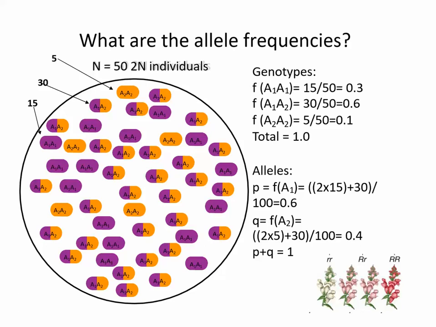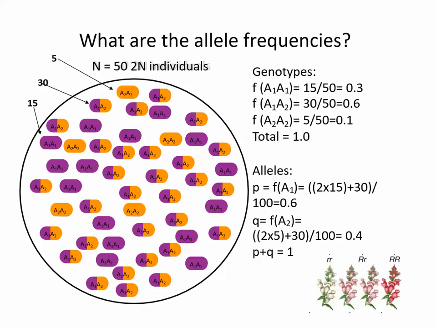Imagine a Petri plate with 50 individuals. They're all diploids, and so they all have two copies of an allele. You're asking, what's the frequency of the A1 and the A2 allele? Say there are 30 heterozygotes, 15 A1 homozygotes, and 5 A2 homozygotes. You could go through and count up all the A1s and A2s in this Petri plate.